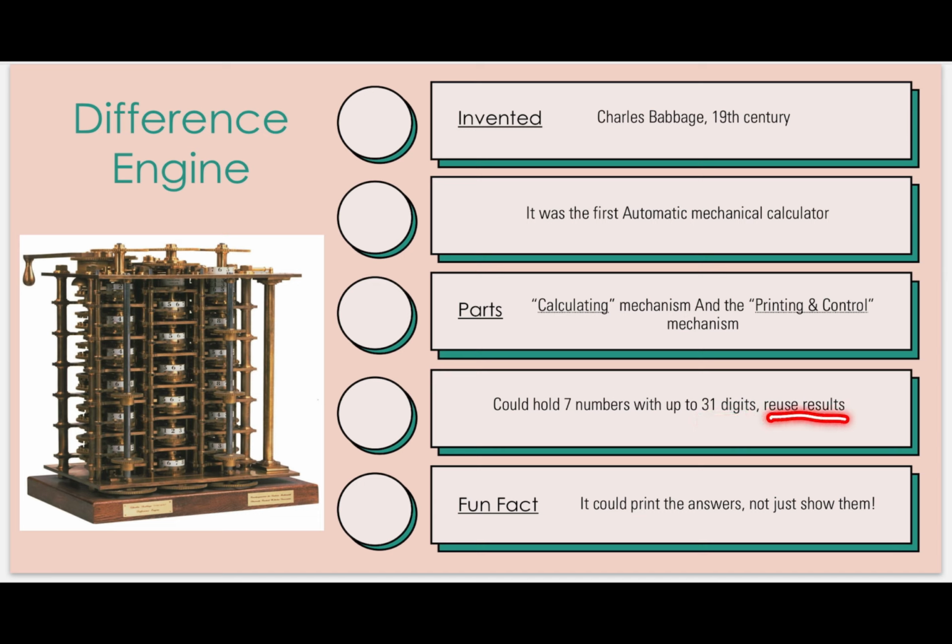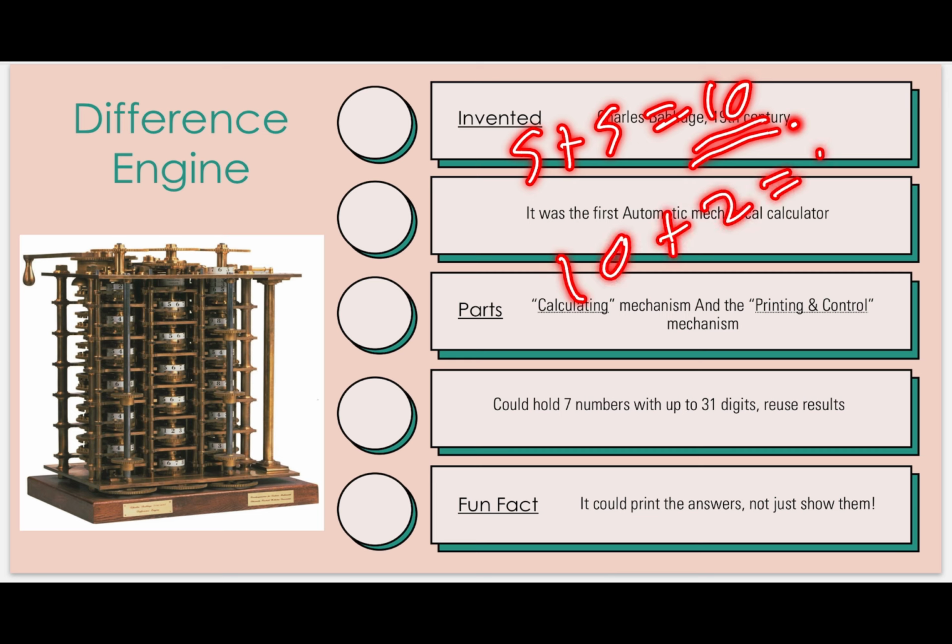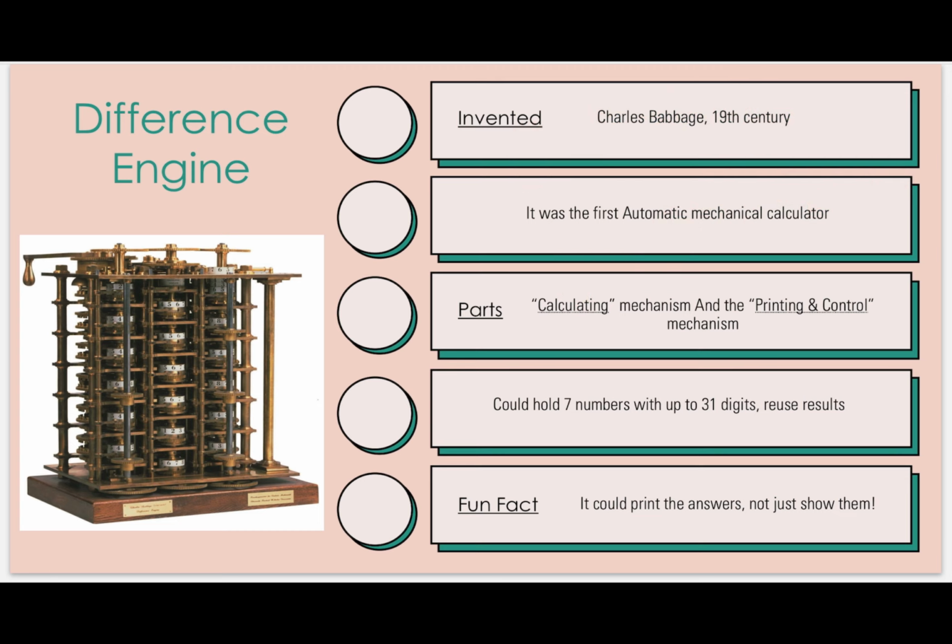And what was the specification? Reuse result. It could reuse the result. Means for example, I write there 5 plus 5. The answer will be 10. Correct? So I could perform another addition, subtraction, multiplication on this 10. For example, 10 plus 2, 12. Like this. This was happening only on this difference engine. Before that, we could not do this.